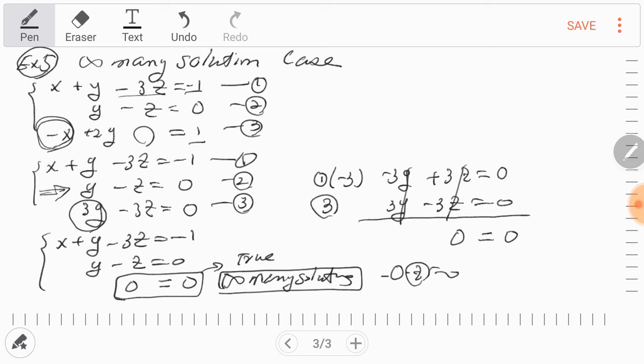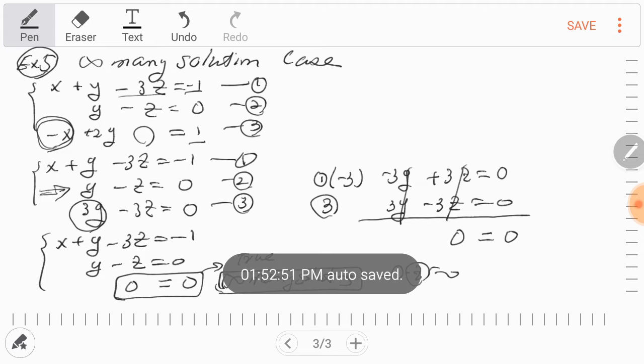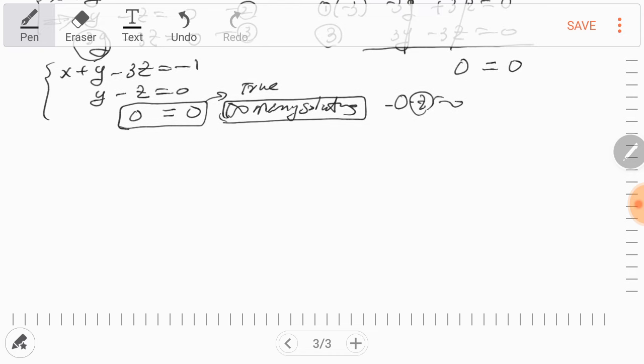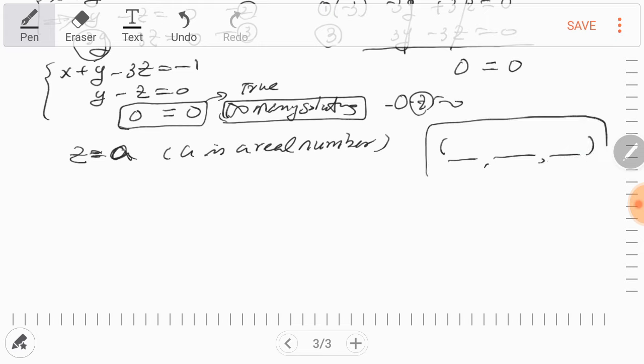Okay. In this case, since there are infinitely many solutions, what is the type of the ordered triple, the solution? Let's say z can be any real number. So why don't we set the z value to some variable a, where a is a real number. So z is a, any real number. There are infinitely many solutions, but let me write the type of the solutions. So let's say the z value is a.